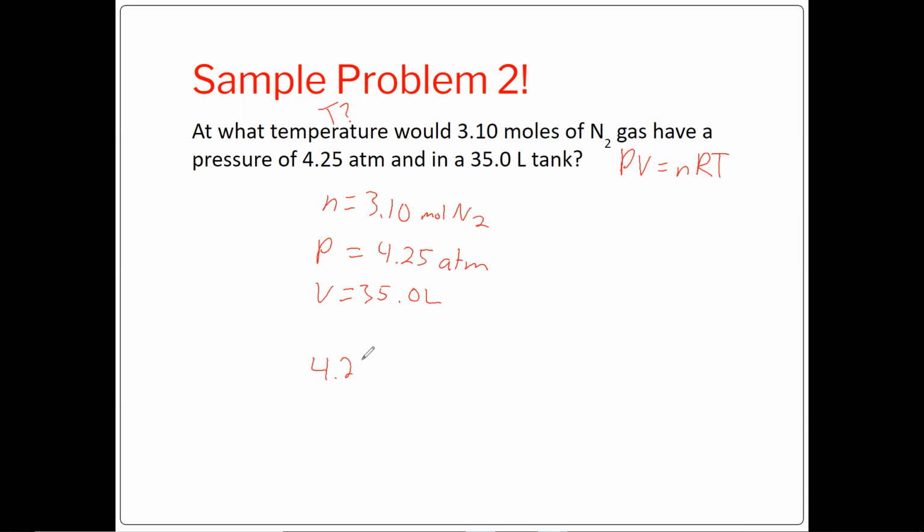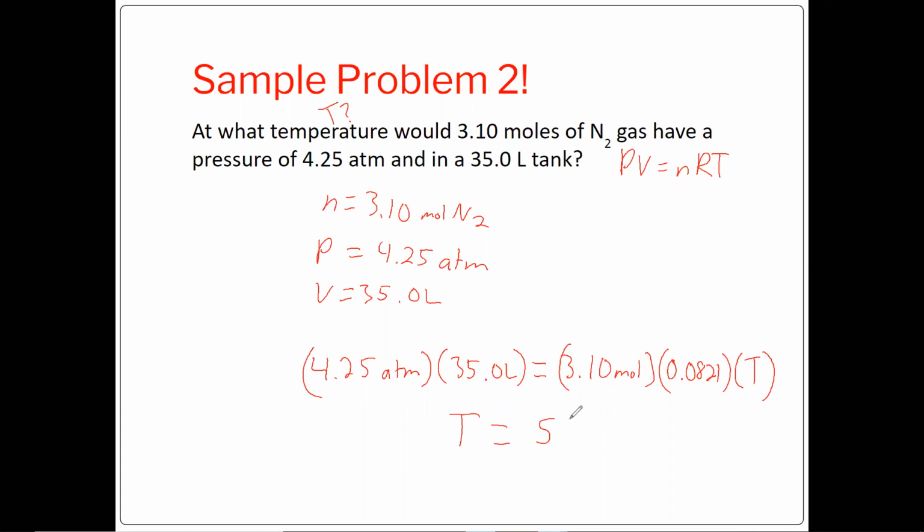So 4.25 atmospheres, that's our pressure, times our volume, 35.0 liters, equals 3.10 moles times an R value. Now the R value is going to be the same because again, we're in atmospheres, so our R value should be 0.0821 times our temperature. And once again, we're asked about temperature, so that's going to be our variable, and we just need to plug it into a calculator to solve. And if you plug that into a calculator, you should get T equals 584 Kelvin.